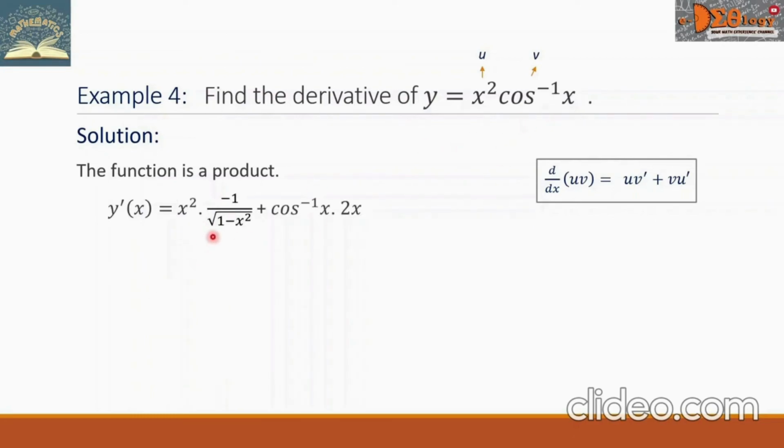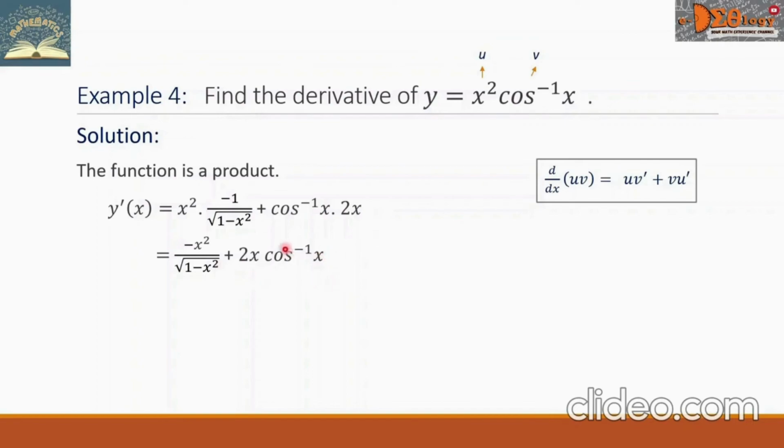inverse x. So we write here negative 1 over the square root of the quantity 1 minus x squared, plus we copy the v, the cosine inverse x, it's here, times the derivative of u, that is x squared becomes 2x. Now simplifying the first group plus the second group, we have now negative x squared over the square root of the quantity 1 minus x squared for the first group, plus 2x times the cosine inverse of x.